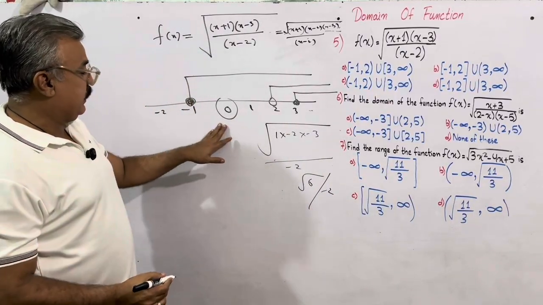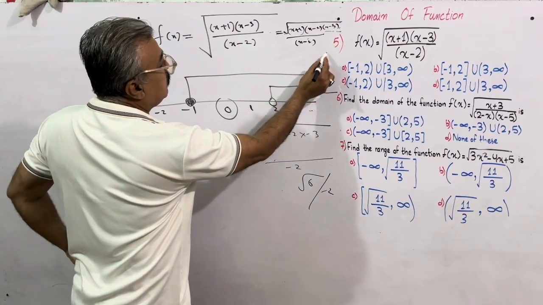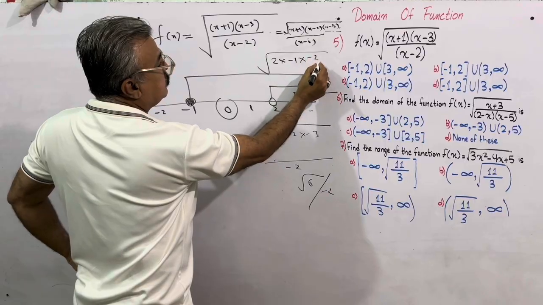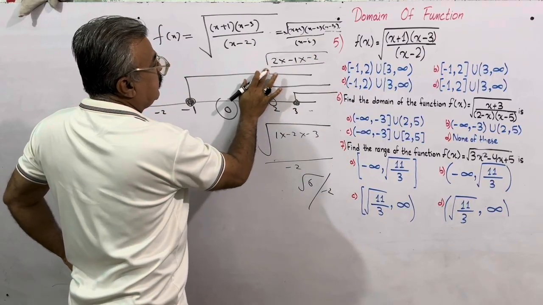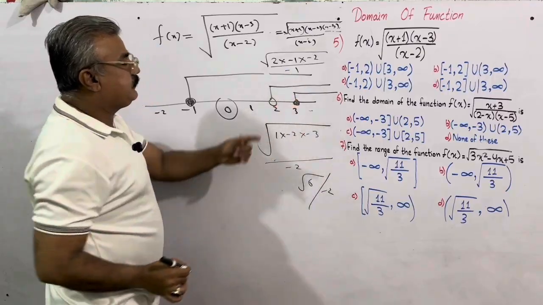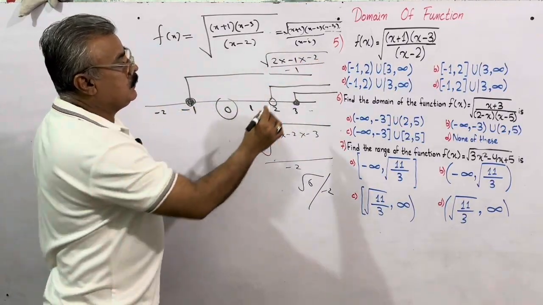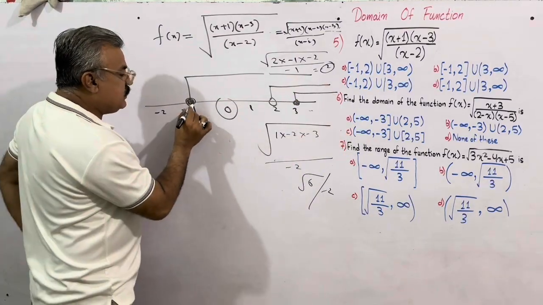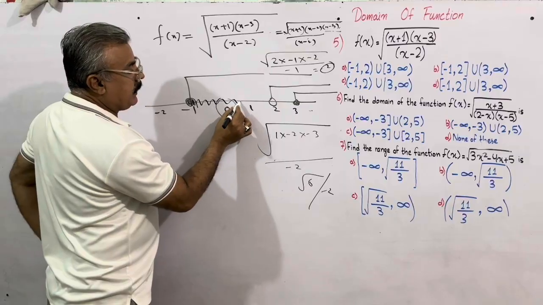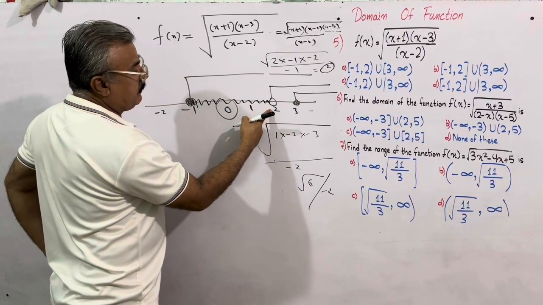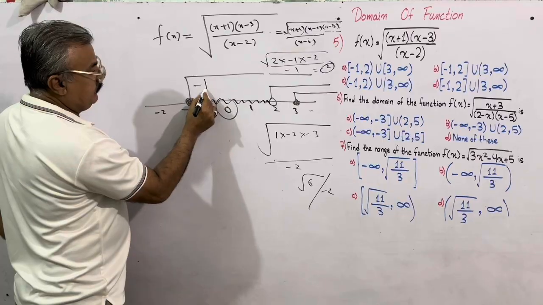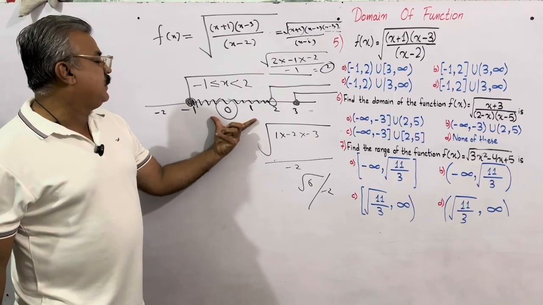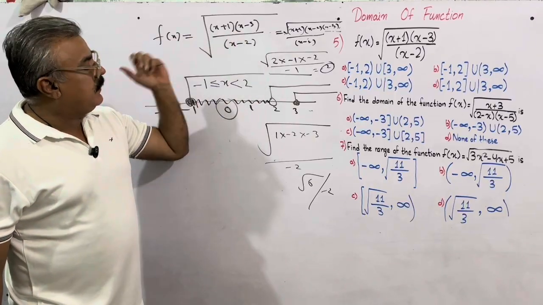It's okay. If I take 1 also and check, it will give me 1 plus 1, 2, then 1 minus 2, minus 1, then minus 2, divided by 1 minus 2, which is minus 1. Minus, minus, plus, it will become 2 divided by minus 1. It is also defined. So this vicinity is to be taken, except 2. So minus 1 is less than or equal to x is less than 2. This portion must be included because it gives us a real valued function in the square root.